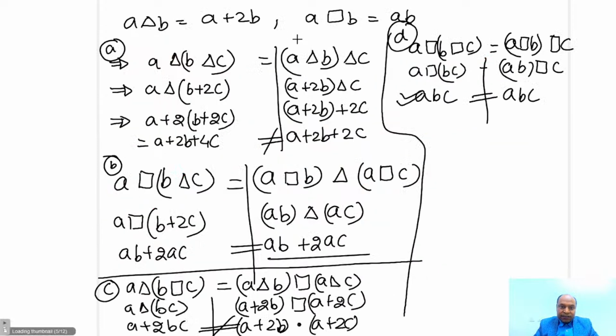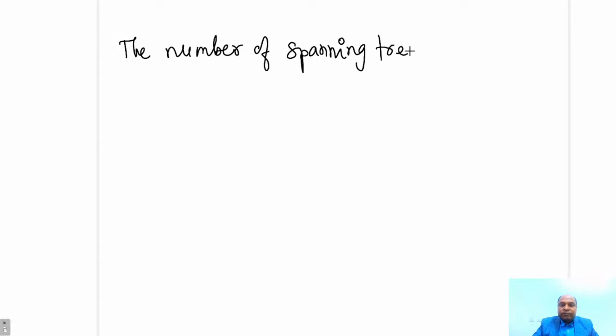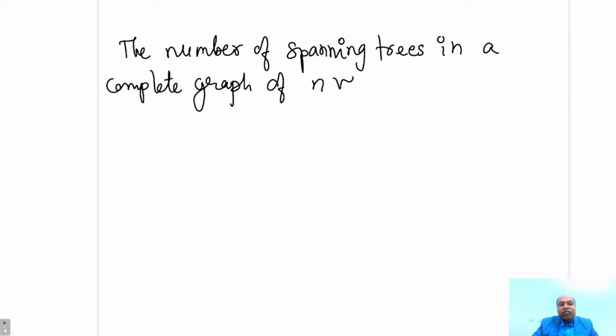Next question is, how many number of spanning trees are there in a complete graph of n vertices, where n is equal to 4. This particular question is given.